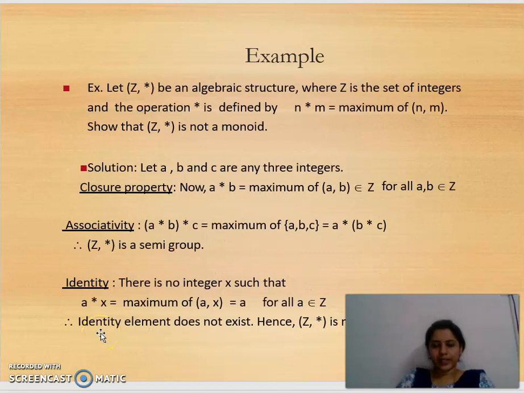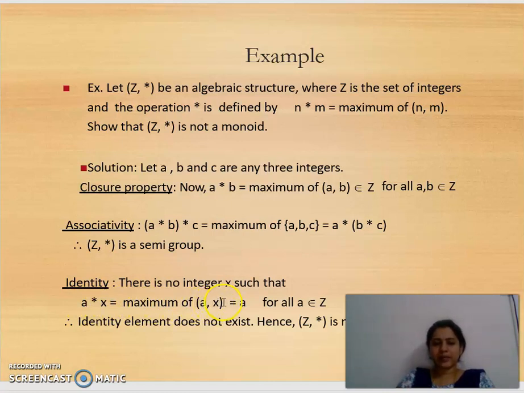but whether it contains the identity element or not. How to find out the identity element: let's treat x as the identity element and apply the operation a * x, where a is any element from the set Z. So a * x must be equal to a. Then only we call x the identity element. So a * x is equal to maximum of (a, x).